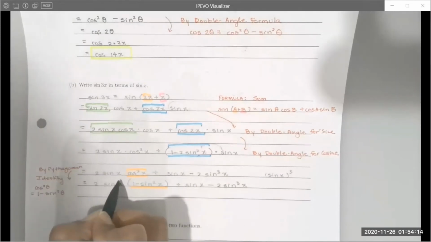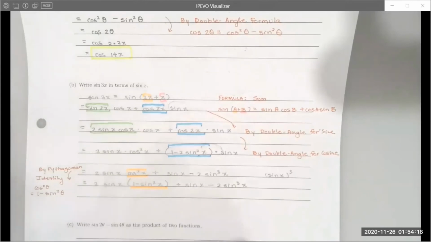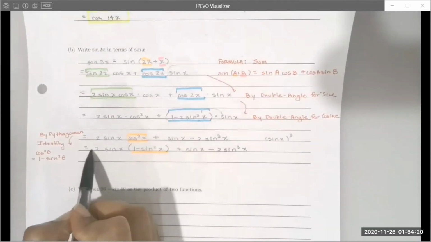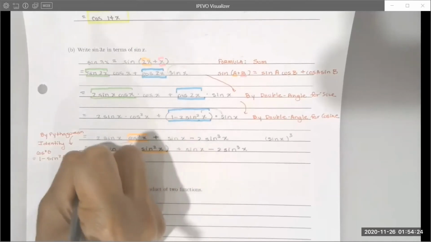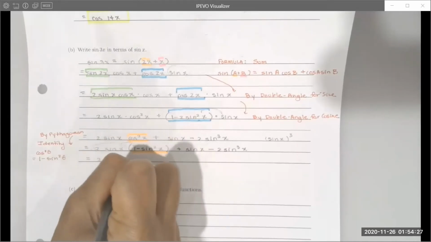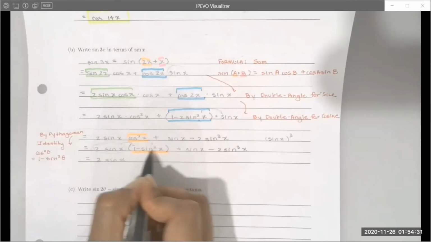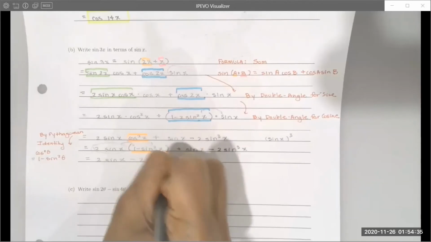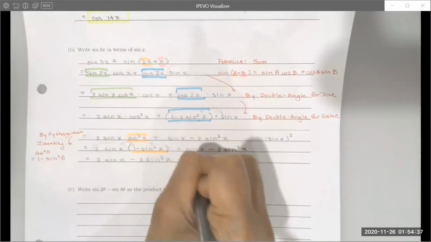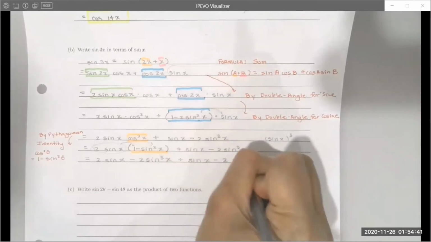All right, and now we'll distribute because we have a parenthesis and a difference on the inside, so we're going to distribute whatever's outside. So 2 sine x times 1 will give us 2 sine x. Then 2 sine x times sine squared will give us minus 2 sine cubed x. And then bring down the plus sine x minus 2 sine cubed x.